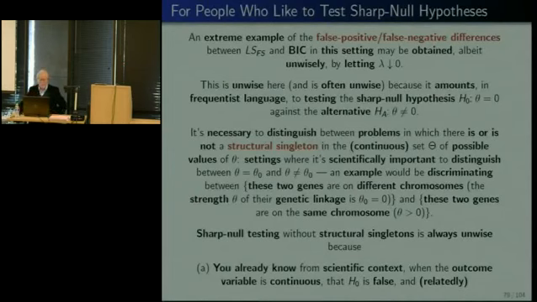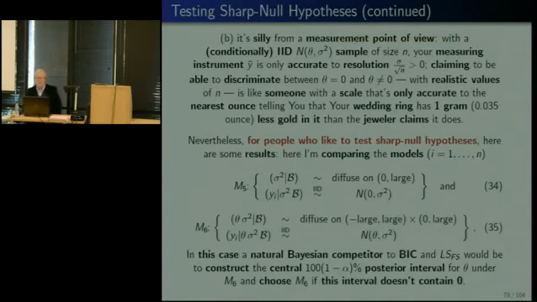Now, if you don't have structural singletons, sharp null testing is always unwise because A, you already know from scientific context when the outcome variable is continuous that the null is false. And relatedly, it's also silly from a measurement point of view.